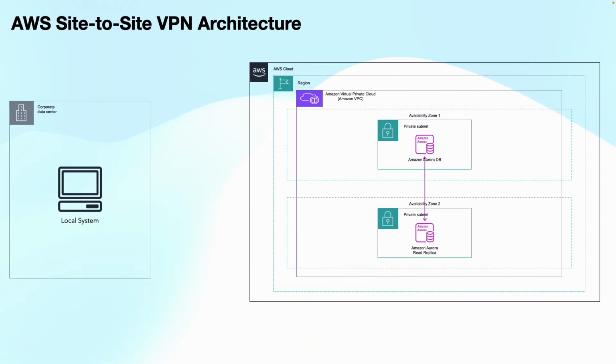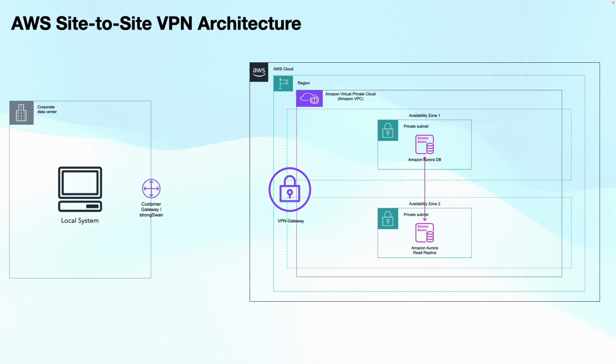Now we don't need any public subnet or any EC2 instances on the AWS VPC side. We can create an AWS site-to-site VPN and access the database from our corporate data center using the site-to-site VPN connection. First we need to create the VPN gateway that is highly available. We'll have 2 endpoints in 2 availability zones. So the VPN gateway is highly available.